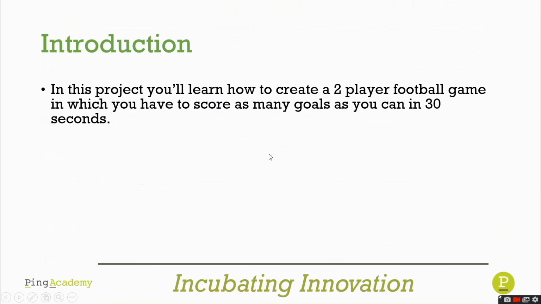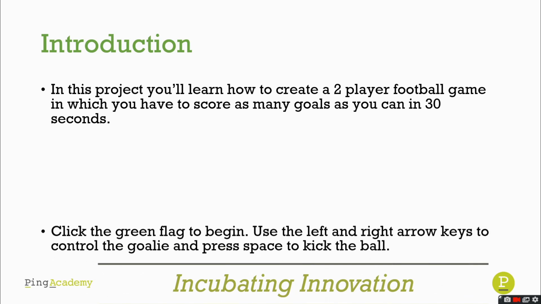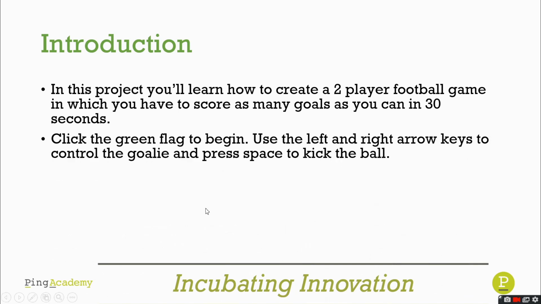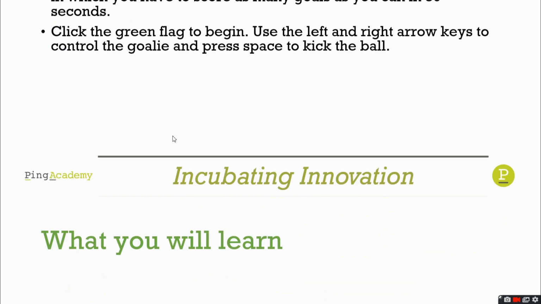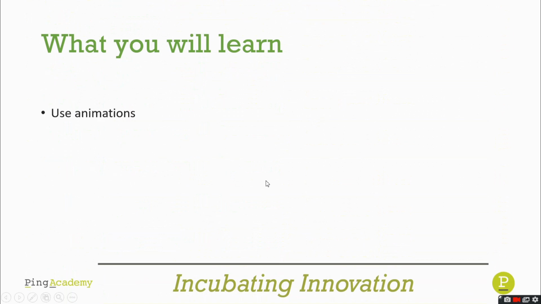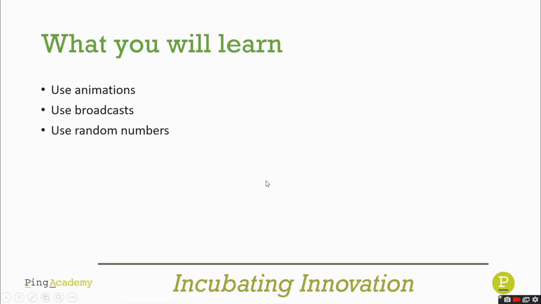In today's video, you'll learn how to create a two-player football game in which you have to score as many goals as you can in 30 seconds. Click the green flag to begin, use the left and right arrow keys to control the goalie, and press the space to kick the ball. What you will learn: using animations, using broadcasts, and using random numbers.